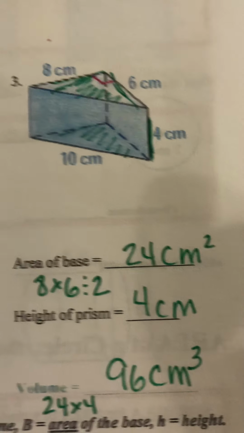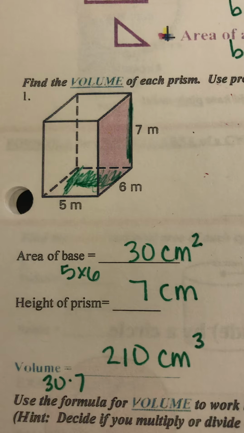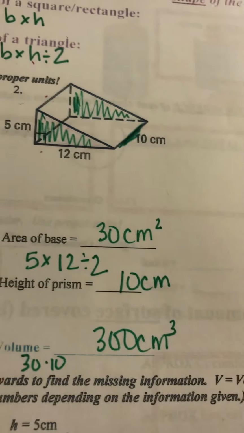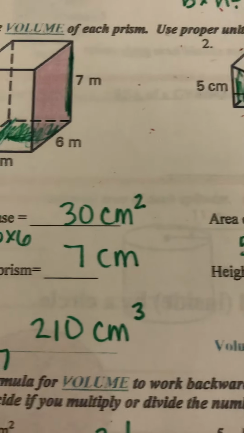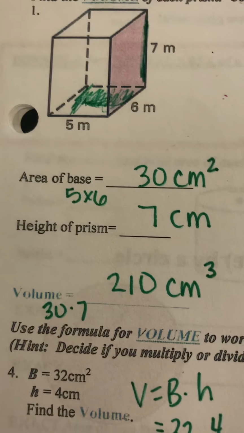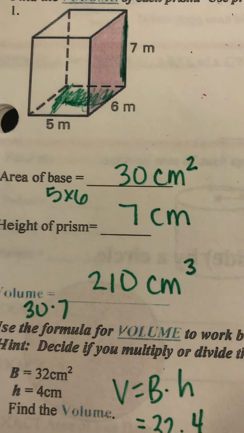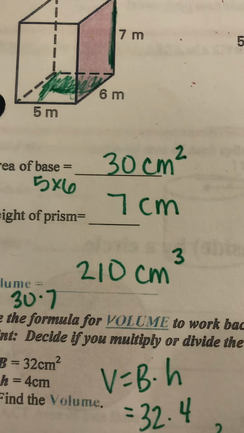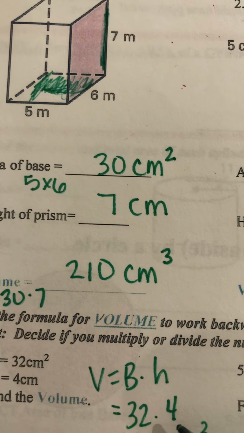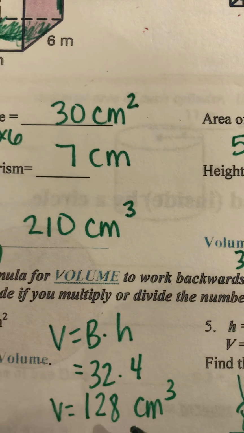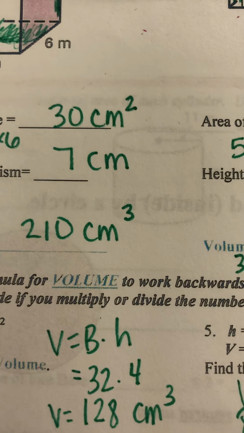So far, I think you'll agree that volume is a little bit easier than lateral area and total area. Now we're going to use the formula to work backwards to find the missing information. So we're either going to multiply or divide depending on what they give us. So here it says the volume is what we're looking for. Area of the base is 32, height is 4. I like to write the equation out and then substitute what I know and then say, oh, I get it. I would just multiply those two numbers together, 128 centimeters cubed.